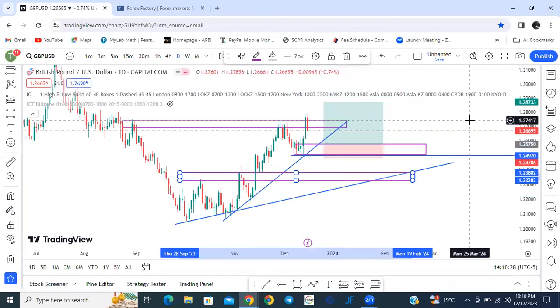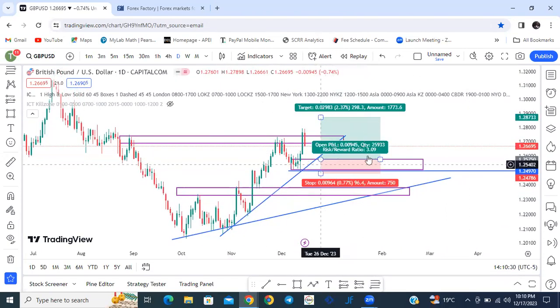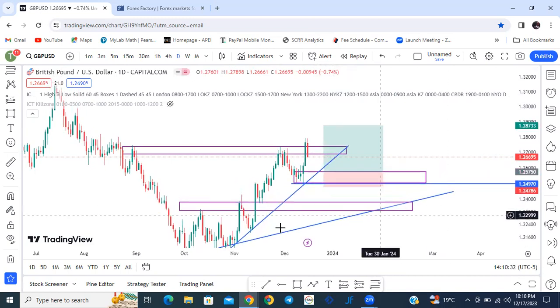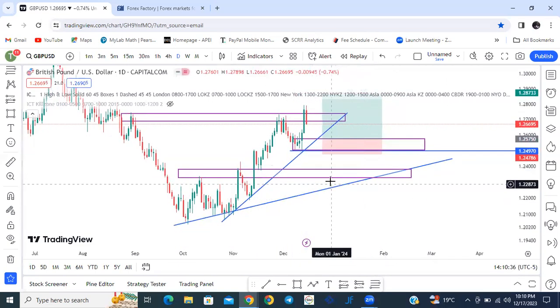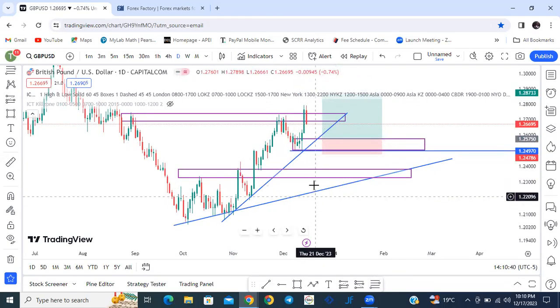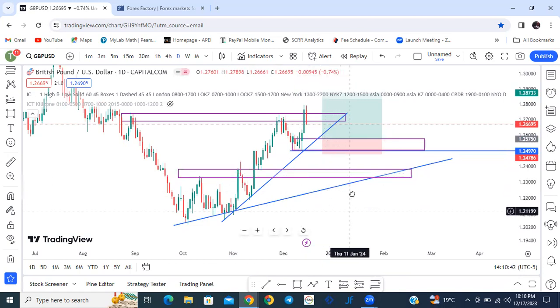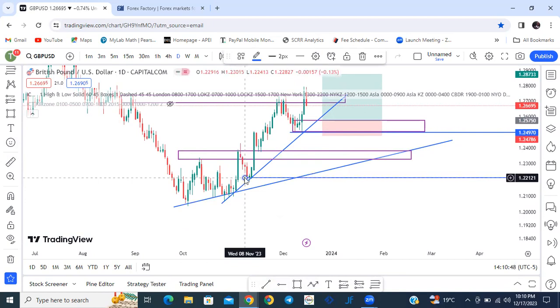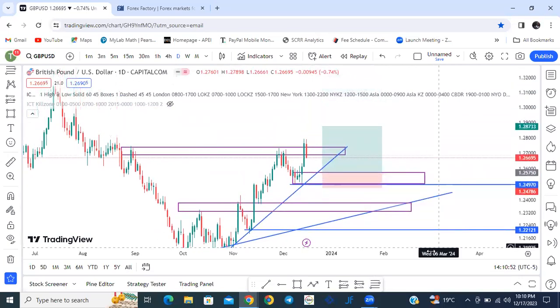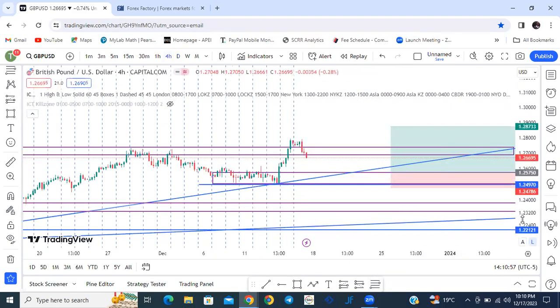But this is a very nice level according to the Fibonacci retracement levels. But if it does not respect it and has a strong bearish movement, then we want to see the price push downwards to this level, and then the next level on the downside is around 1.22121.